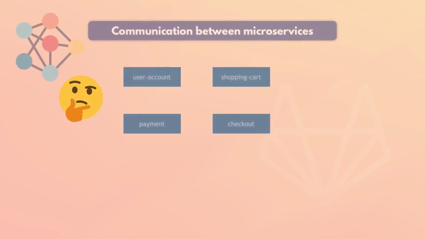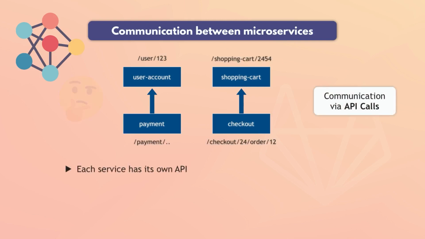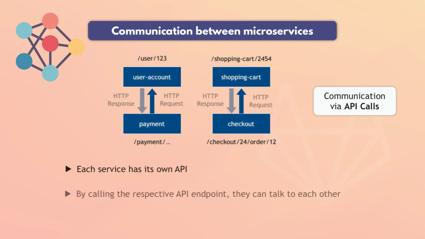Now, if these services are isolated and self-contained, how do they connect to each other? Because obviously the payment service will need something from the user account to process the payment, or the checkout service will need something from the shopping cart. Well, services in a microservices architecture most commonly communicate with each other via API calls. So each service has its own API, and the services make calls to each other on various API endpoints.